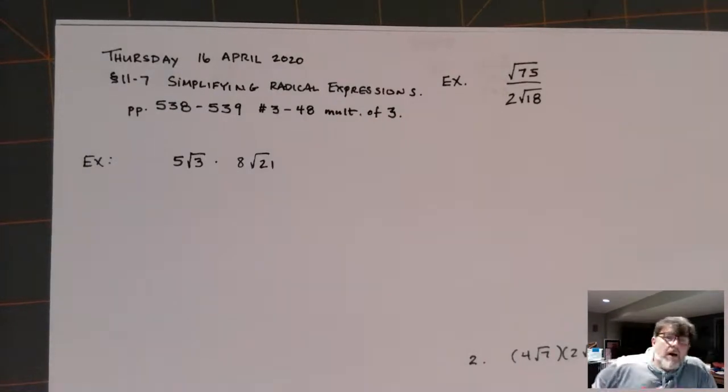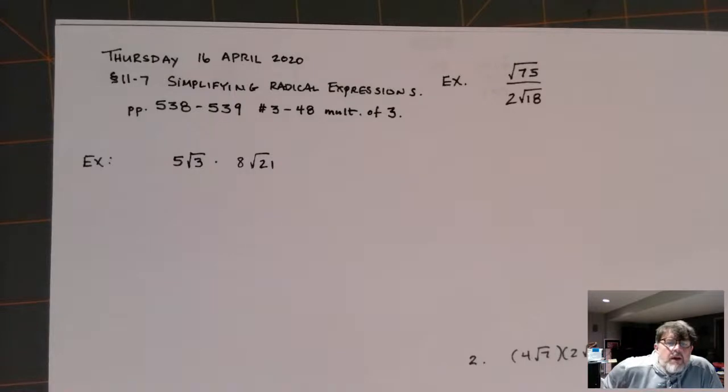These are the notes to go with section 11.7, simplifying radical expressions. So the notes are for Thursday, April 16th, 2020. That's the original airing date. So hopefully, if I end up using these in the future, you guys can look this stuff up.